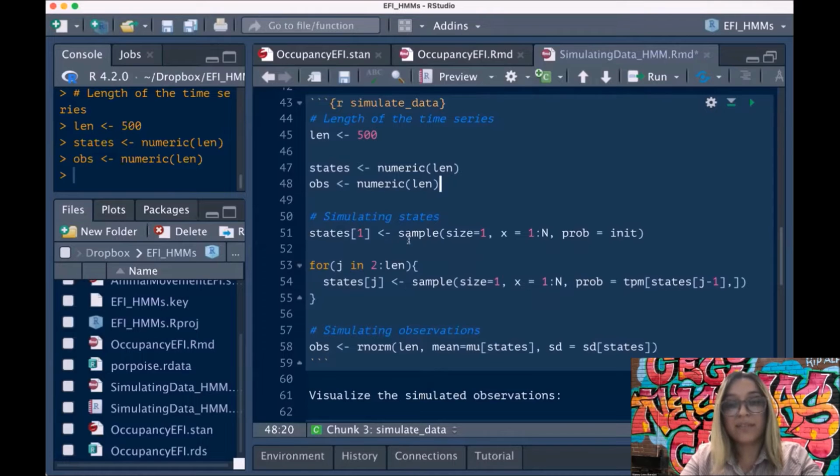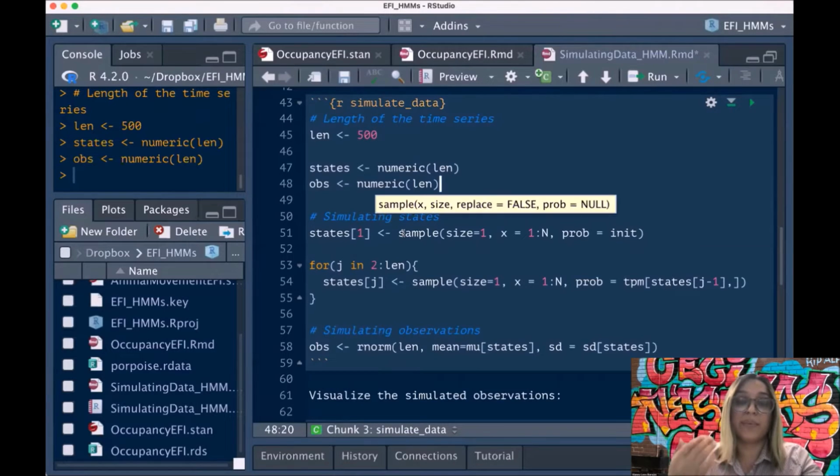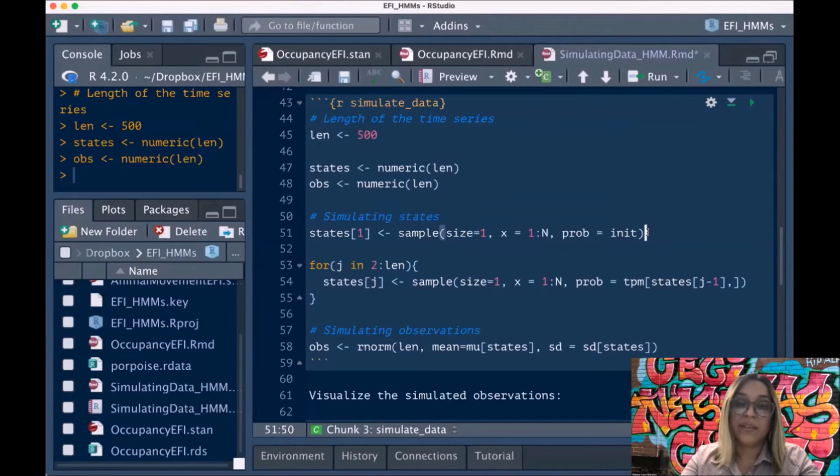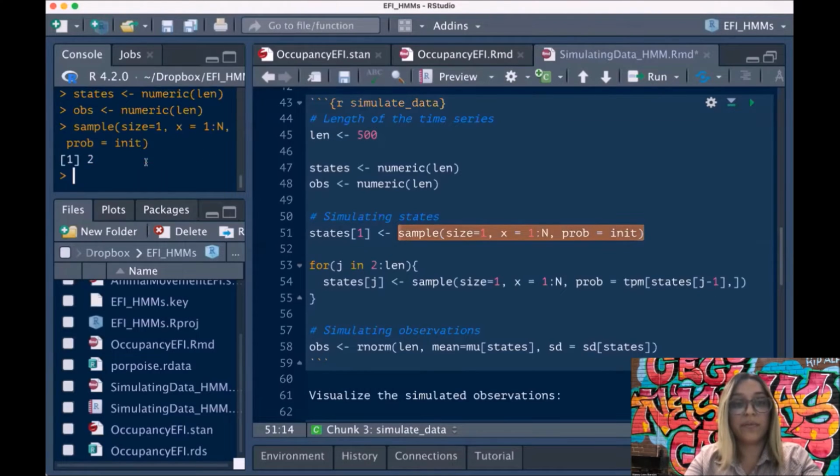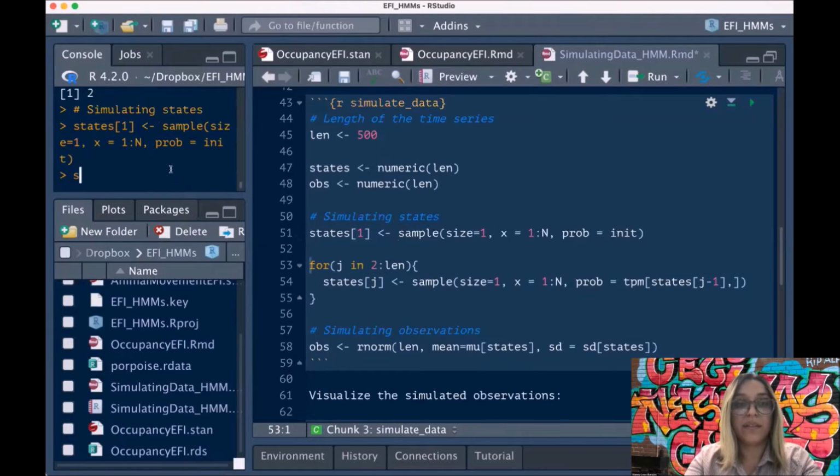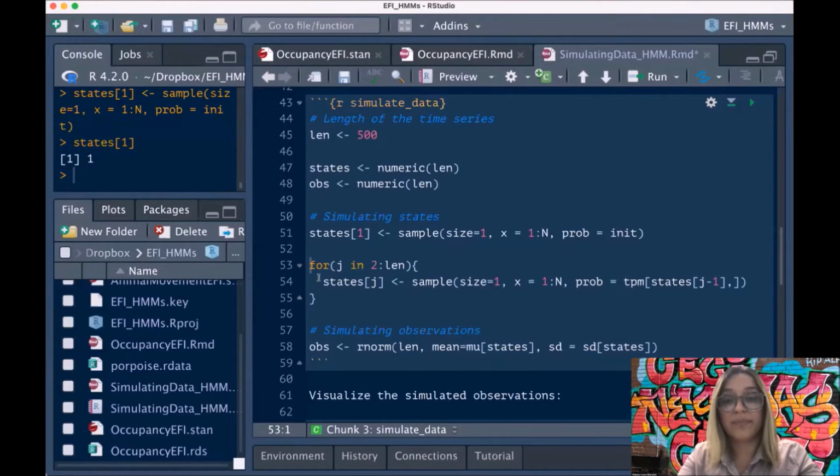This is generally how we begin to simulate from a hidden Markov model: we start with the state process, because given the state process, then we know how to generate the data. For the first observation, we want one draw from a categorical distribution with probability given by the initial state distribution. If we use sample, this gives us samples of 1 or 2. Now we can see where we are starting. I'm starting in state 1. You might be starting in state 2.